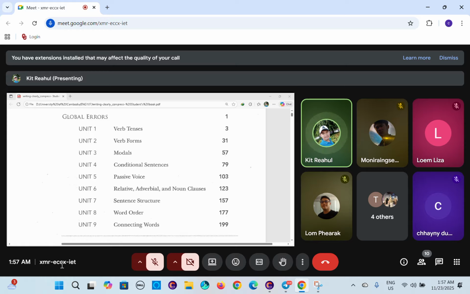Yes, some modals have the past form, like can. The past of can is could. And the past of must is had to. Right? These two modals have the past form.